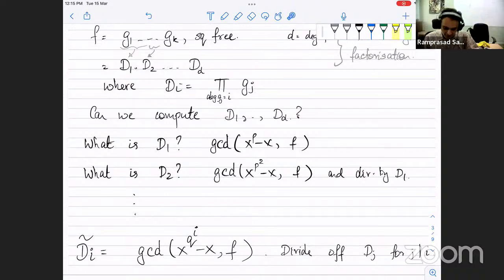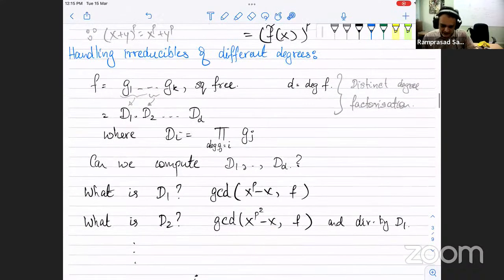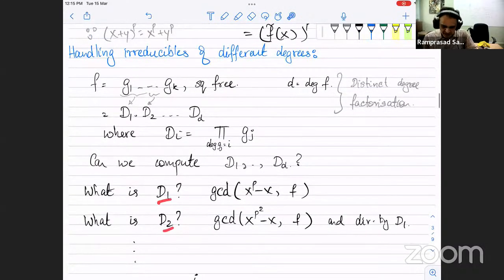Once again, all these GCDs you do via repeated squaring because the degrees are way too large. You use the same repeated squaring algorithm that we described earlier to compute this particular GCD. So this tells us that you can do distinct degree factorization. And if you're promised that these are irreducibles of different degrees, two different d_i will be non-trivial, so you can return one of those d_i as a non-trivial factor.